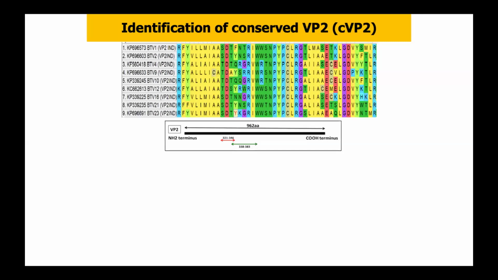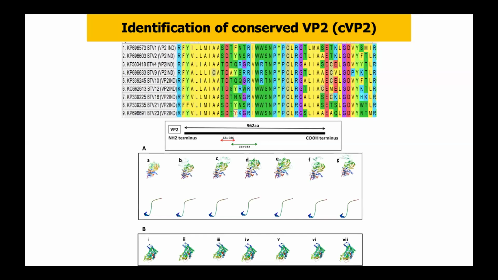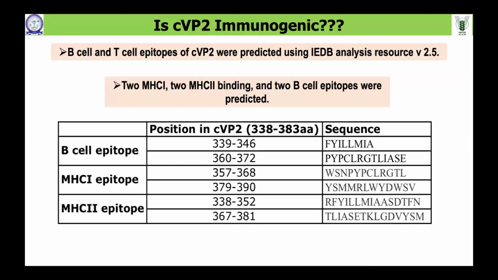But since this is a very small part of the VP2, you cannot expect that a 50 amino acid protein can protect against the whole disease. So we have also used the whole VP5 protein, because that is also an outer surface protein. It is not as variable either. So we have taken a part of VP2, which is identical in all the serotypes, and the whole VP5, which is also identical in all the serotypes. So these two we have used.